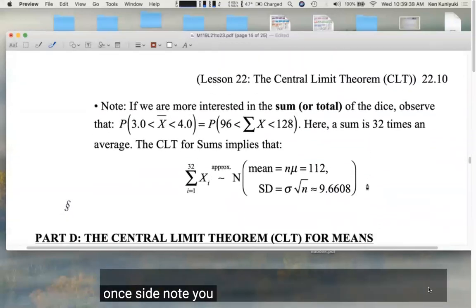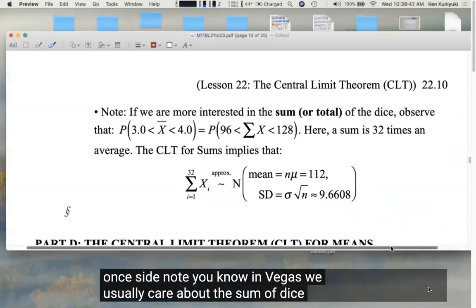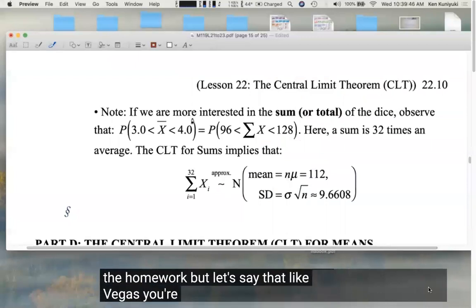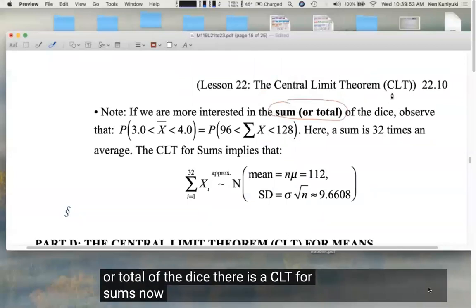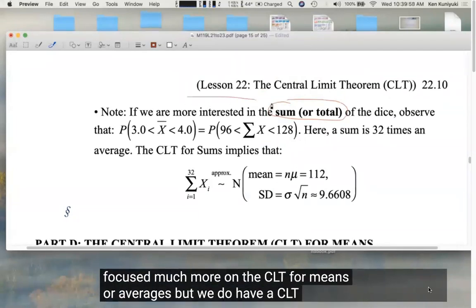One side note, in Vegas, we usually care about the sum of dice. Bear in mind, you won't have to know this for the homework. But let's say that, like Vegas, you're more interested in the sum or total of the dice. There is a CLT for sums. Now remember, in this class, we're focused much more on the CLT for means or averages, but we do have a CLT for sums.